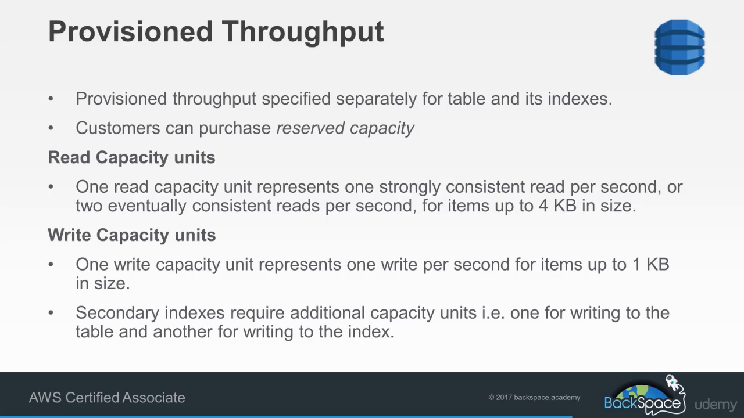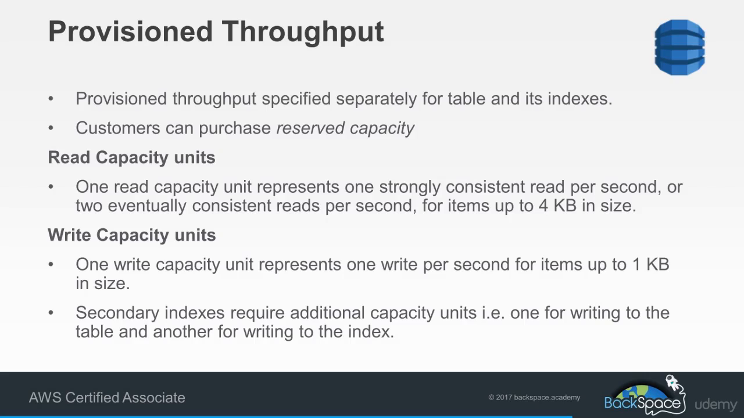That provisioned throughput will be specified separately for tables and indexes. So the provisioned throughput for a table could be different, may not be, but it will be specified separately from the indexes, so they have their own provisioned throughput specification. And as a customer, you can purchase reserved capacity. So if you know what your demand is going to be over the long term, then you can reserve that capacity and get cost savings for that.